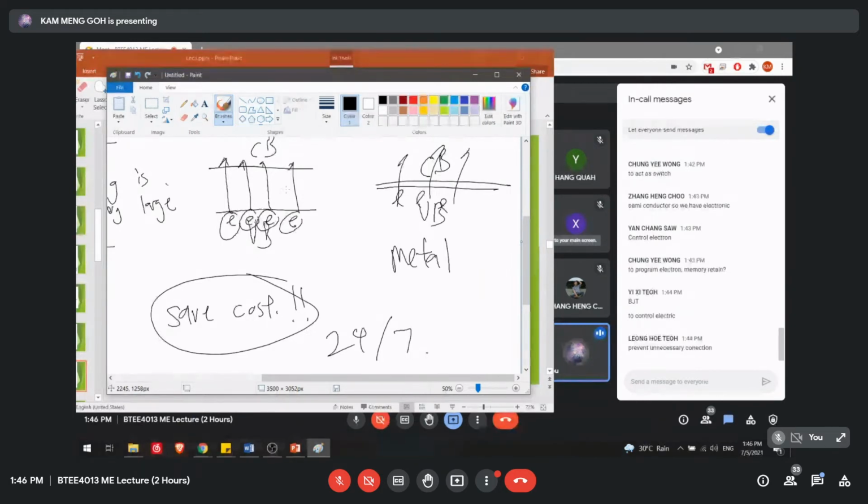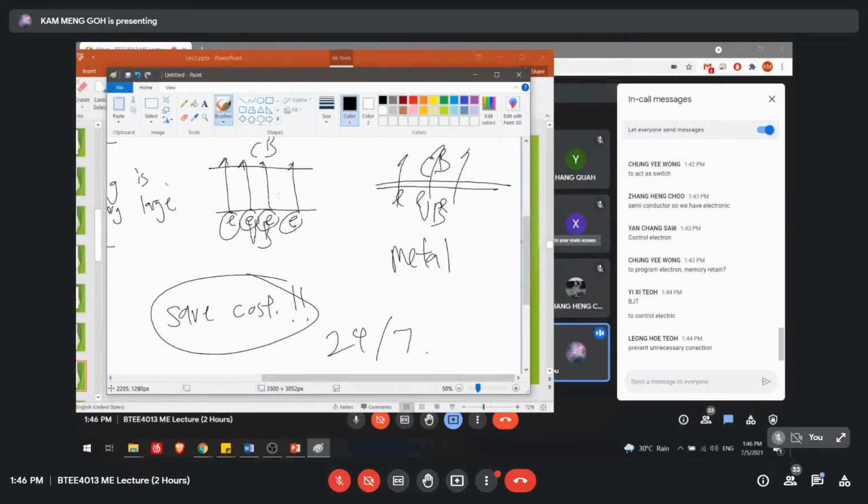Or like Wang Chungyi said, we can program the electron. Why do we need to program the electron? Because when we want them to do some specific task, we can use a semiconductor. Yes, with a semiconductor we can do that. But if you want the metal to do the specific task, it's very hard. So that's why semiconductor is a very important one.